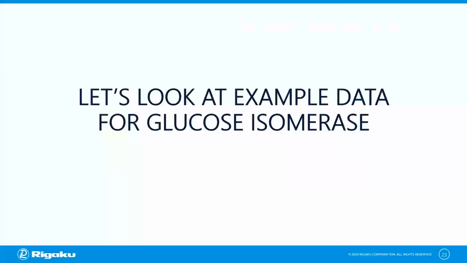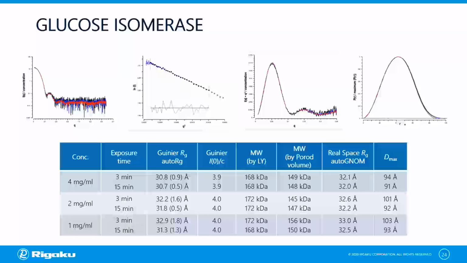So let's look at a few examples. We're going to look first at glucose isomerase. This is a concentration series that was collected in our laboratory for protein solutions that are 4 milligram, 2 milligram, and 1 milligram per mil, for both 3 minutes and 5 minutes. And what we see here is if we look at the Guinier plot, then it's fairly consistent around 30 to 31. And the I0 versus C, which remember is proportional to the molecular weight, is fairly consistent. But there is a slight increase in this case.